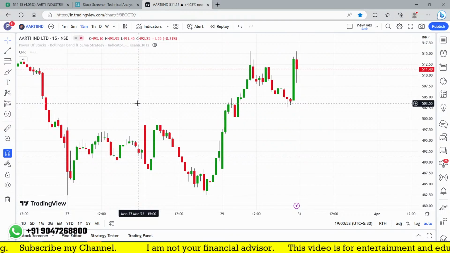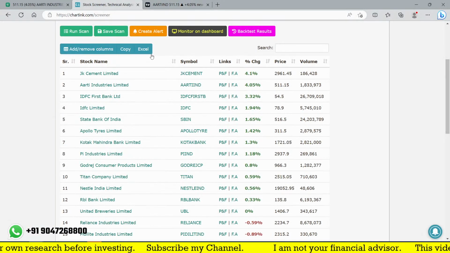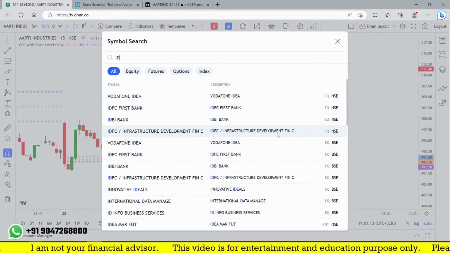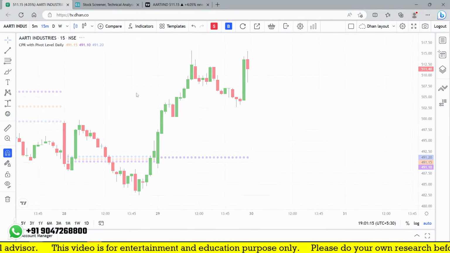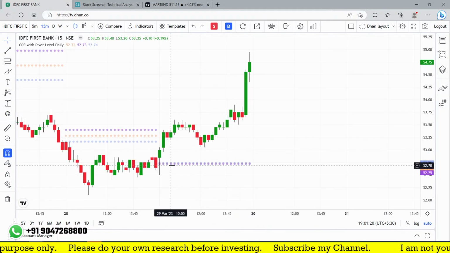I hope you are clear, sir, on what I am doing. You got it, the narrow CPR, though it is still not loading for Aarti Industries. This line will help us find stocks like IDFC First Bank. Today it worked well, with a narrow CPR. Hope you got it. How did I get the narrow CPR? Very simply, with the charting square.